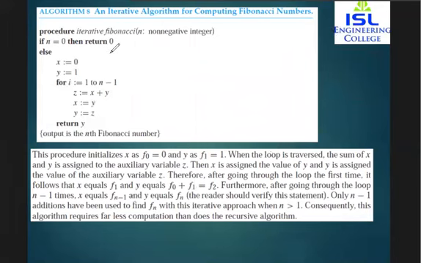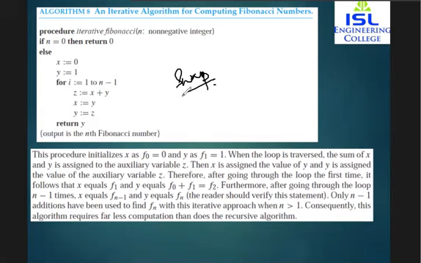For the iterative one, basically we are initializing the 0th and the first term to x and y. So this procedure initializes x as f0 equal to 0 and y as f1 equal to 1. When the loop is traversed, the sum of x and y is assigned to a temporary or auxiliary variable z. Then x is assigned the value of y. This uses basically your swapping methodology. Over here we are swapping the values of x and y each time, changing the values of y to x and z to y, and we keep on adding.